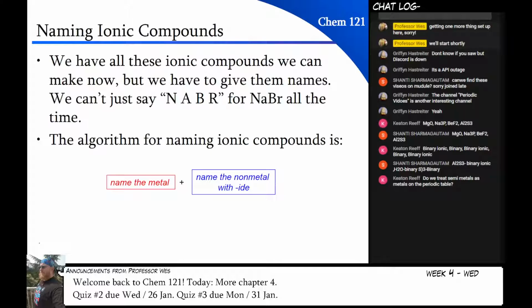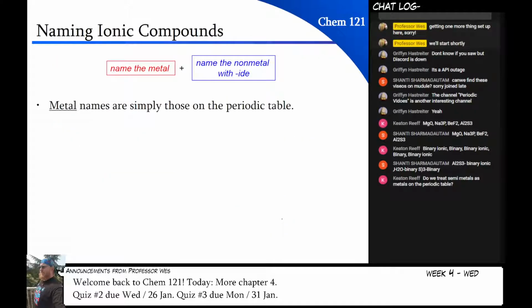So you've probably heard "ide," maybe in things like carbon dioxide. Carbon dioxide is not an ionic compound, so it would not follow this pattern, but "ide" is a very common ending for elements. And the reason for that is because elements that end in "ide" are anions. We'll show that in a second, because we're going to go through some examples. All right. Name the metal. The metal's name is literally what's on the periodic table, with some extra information attached depending on the circumstance. Okay?